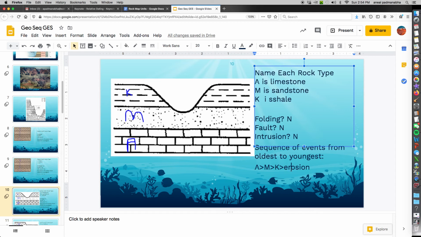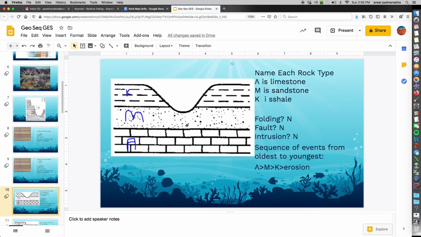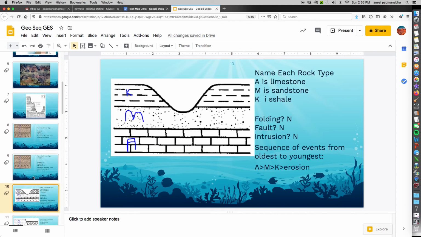So why erosion? Well, if you look at that, it looks like there's a little gap in between those two, and that is basically going to be a river eroding it out in an area right here. And so this is the erosion area right there. So that is the last event to actually occur for this one.